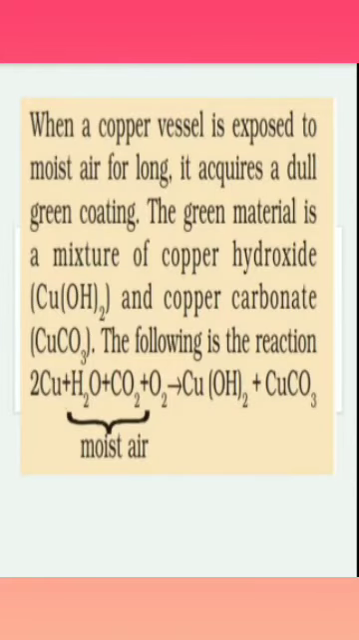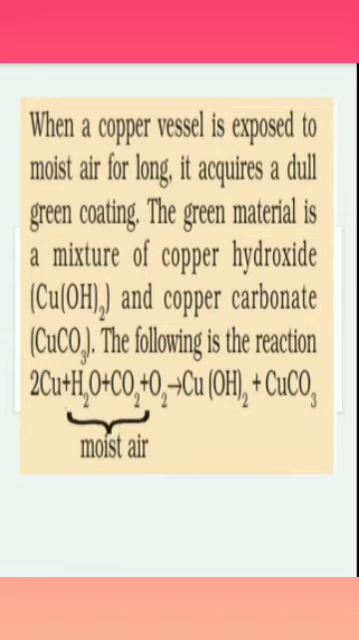Then another activity. Here iron is going to rust, it is going to corrode, and copper also corrodes. So let us see the activity. When a copper vessel is exposed to moist air for a long time, it gets a dull green coating. The green material is a mixture of copper hydroxide and copper carbonate. So let us see the reaction. Copper reacts with water, carbon dioxide and oxygen in the moist air to form copper hydroxide and copper carbonate.